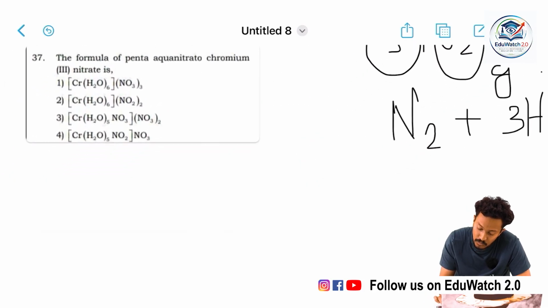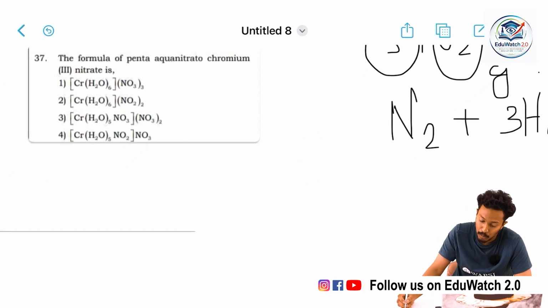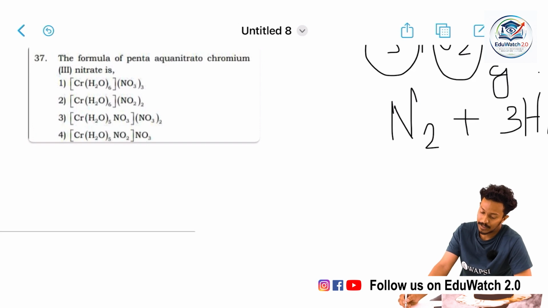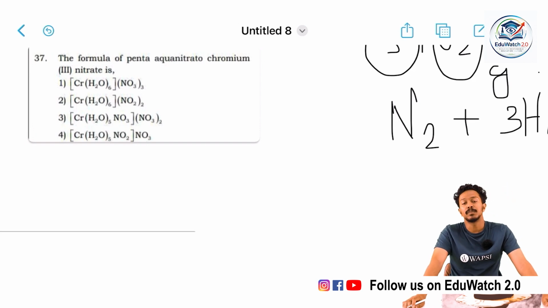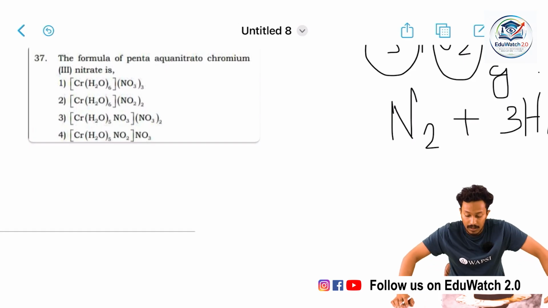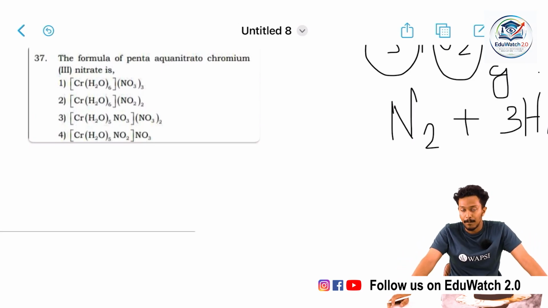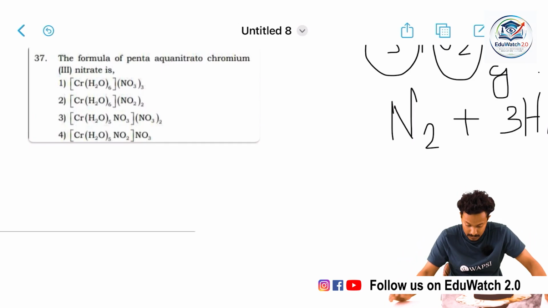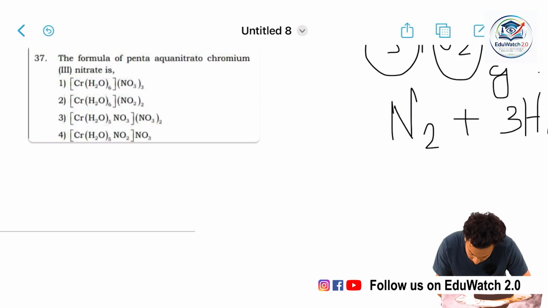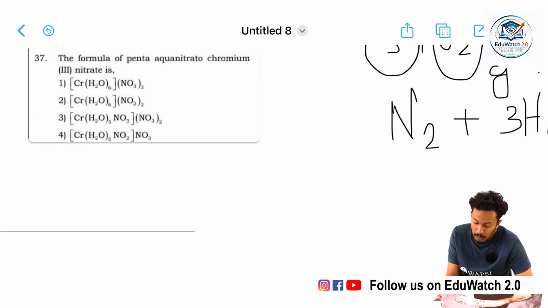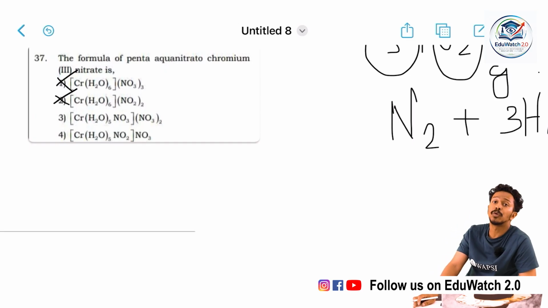The formula of pentaaquanitrochromium(III) nitrate. Here we must be familiar with the IUPAC naming of coordination ligands. Here we are given penta aqua nitro. We do know that penta means 5 water molecules, so we could rule out the possibilities of option number 1 and 2. Aqua, nitro, which means the NO2 group.